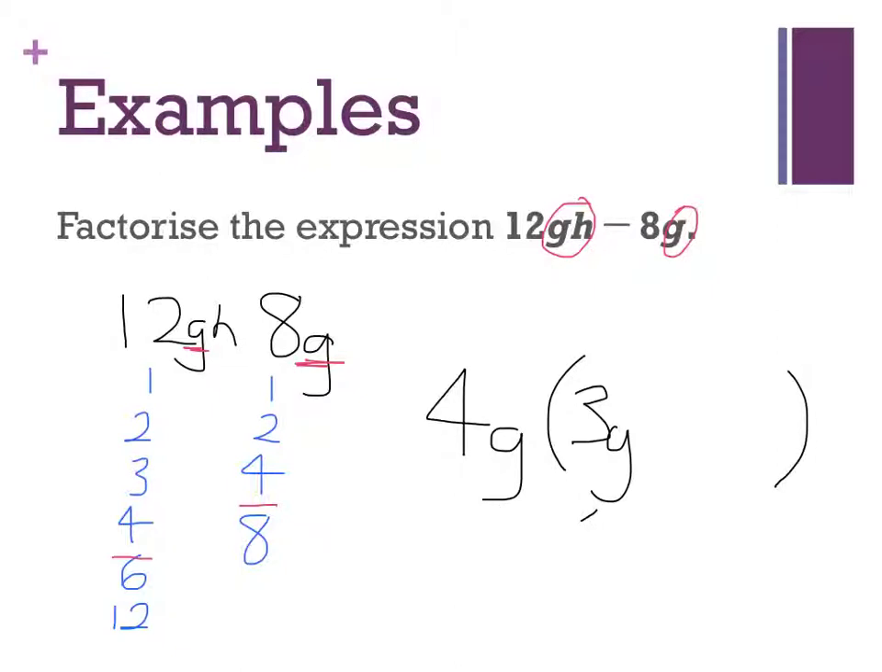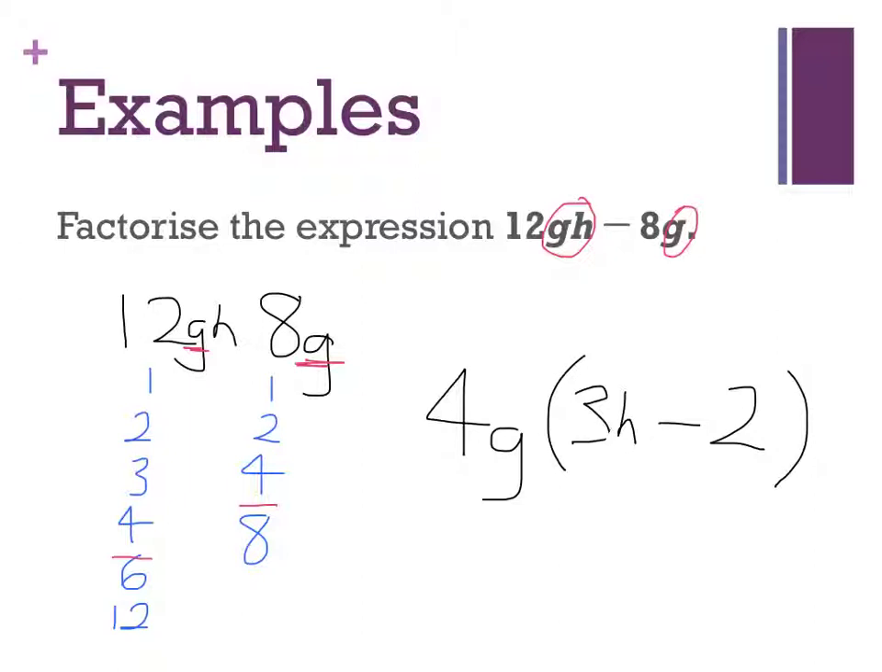So I know that 4G multiplied by 3 is 12G, but my original says 12GH. So I have to add an H there on the end of that 3. Okay, so 4G multiplied by 3H becomes 12GH. Then 4G multiplied by what gets me negative 8G? Oh, that's easy. 4 multiplied by 2 is 8, and I know if my answer is negative, I must put a negative sign in here.